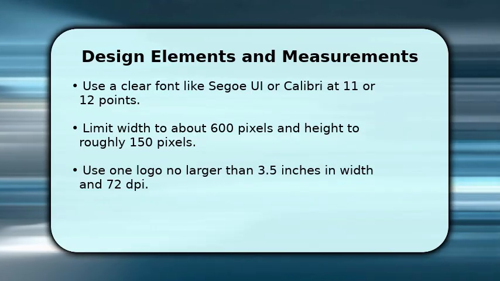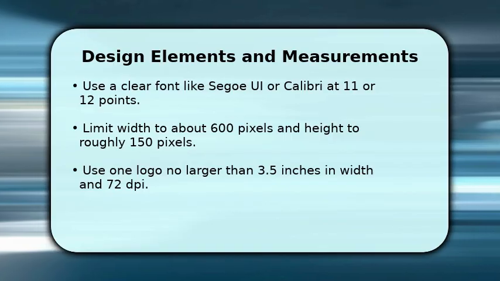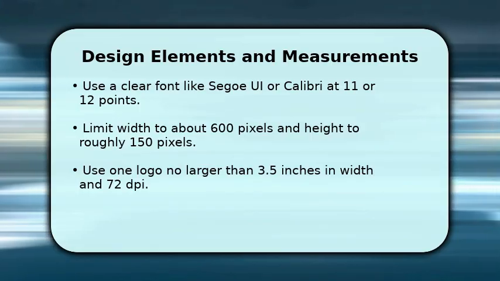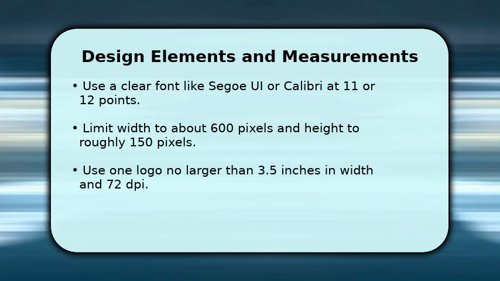Limit width to about 600 pixels and height to roughly 150 pixels so signatures render consistently across clients. Use one logo no larger than 3.5 inches in width and 72 dpi to avoid oversized files. Keep line spacing tight but legible, and use subtle separators like a thin vertical bar or a middle dot.